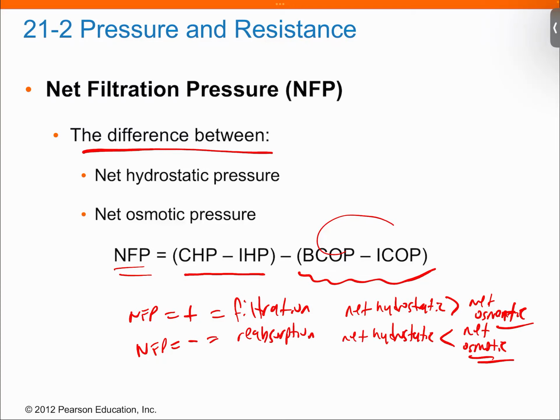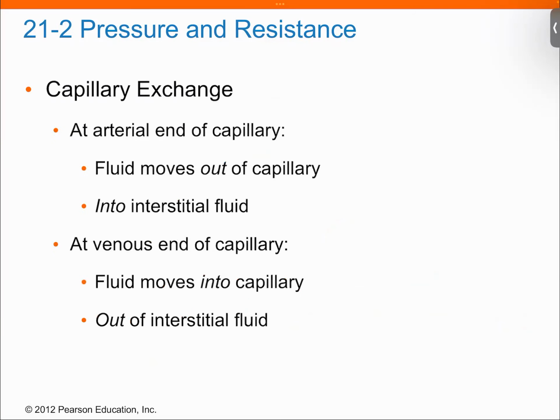So ultimately, what you really want to know is, what's your filtration pressure? What is your ultimate final filtration pressure? And that basically is what gives us exchange. So at the arterial end of a capillary, we're going to have a positive net filtration pressure. The fluid moves out of the capillary into the interstitial tissues. At the venous end, where you get collected in the venule, it's just the opposite. So you get fluid moving into the capillary and out of the interstitial fluids. So it's pushed out on the arterial end, it's taken back in on the venous end.